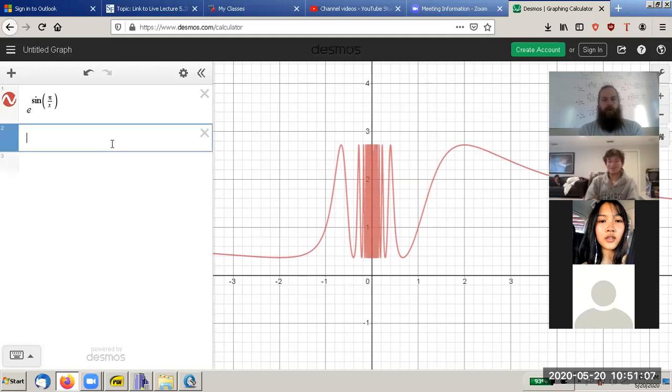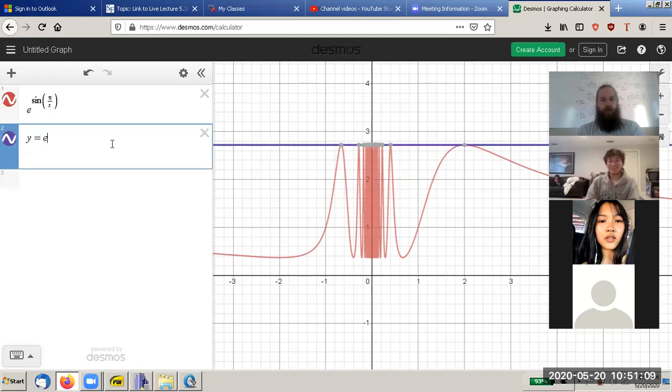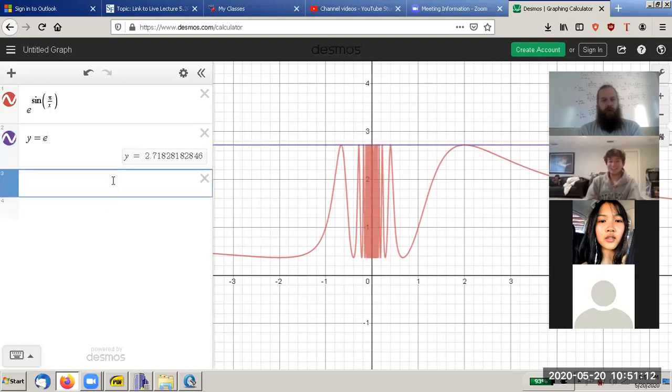Notice that this piece on its own is bounded above by y equals e and bounded below by, what do you think? So notice how this purple line is a good upper bound for this graph. The graph never goes above this purple line. What do we think would be a good lower bound? What's the smallest that e raised to the sine of pi over x could ever get? What's the smallest that the sine of pi over x itself could ever get?